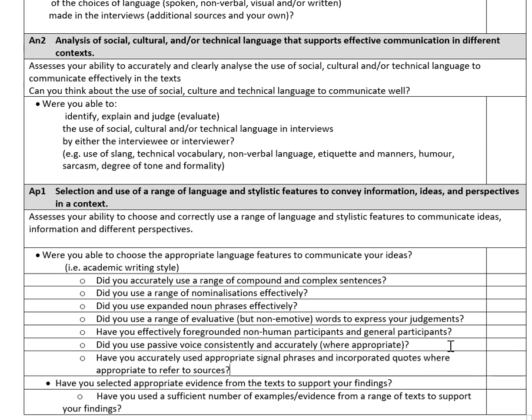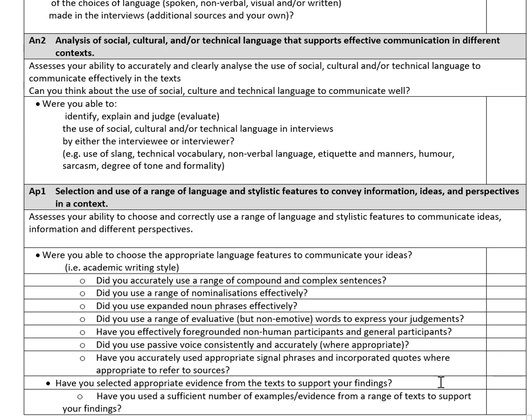And have you incorporated quotes where appropriate to refer to sources? So you will be looking at your bibliography. Bibliography is what we'll be teaching and going with, not reference list, and potentially in-text referencing, practicing that in-text referencing, as well as the particular type of quoting things that you'll need.